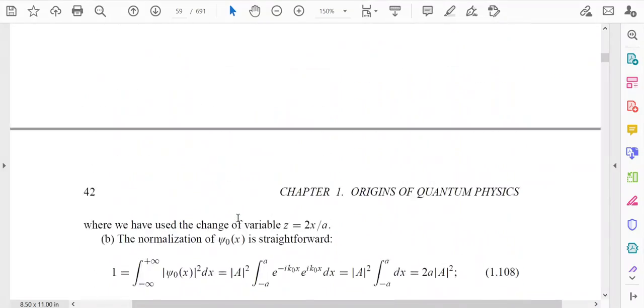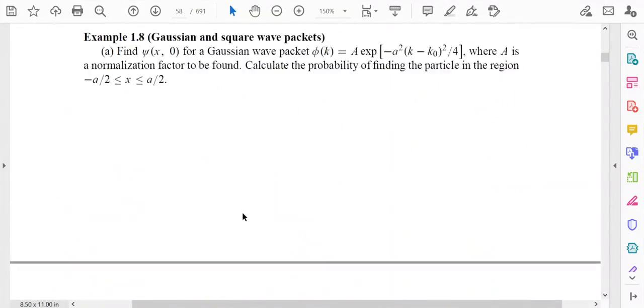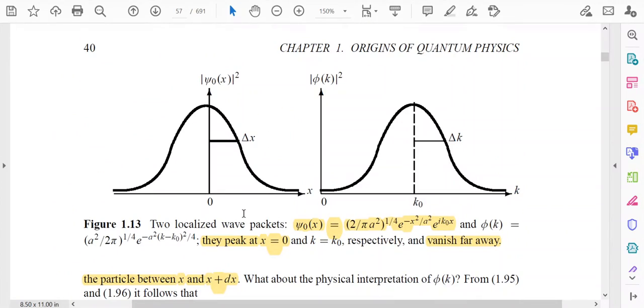We have already described how to calculate the widths in the x and k spaces in this graph. So let us look at the graph again. This is the graph of mod of psi 0 x whole square, and this is the graph of mod of phi k whole square. This is the width delta x. This is called the half width. Half width means where the amplitude decreases to 1 by e times its initial value. If this is the maximum amplitude, then in this position the amplitude will decrease to 1 by e of its initial value, and the same holds for the graph in k space also.